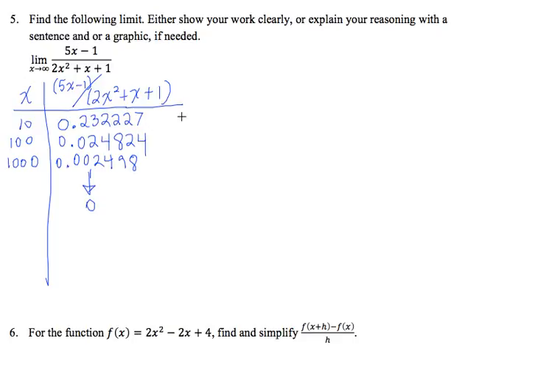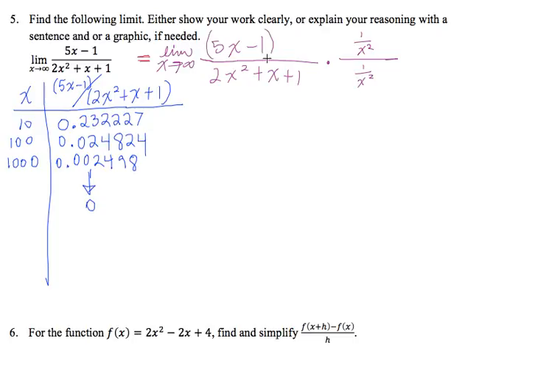Okay, and then the last way would be algebraically. The algebraic way to find this limit is to multiply both the numerator and denominator by 1 divided by the highest power of x that you see. In this case, the highest power of x is right here in x squared. So you would multiply this by 1 over x squared divided by 1 over x squared. It's a fancy form of 1, so we're not actually changing the problem here.